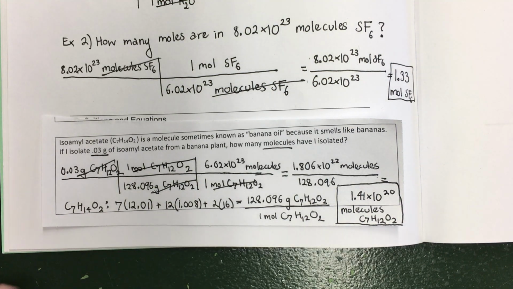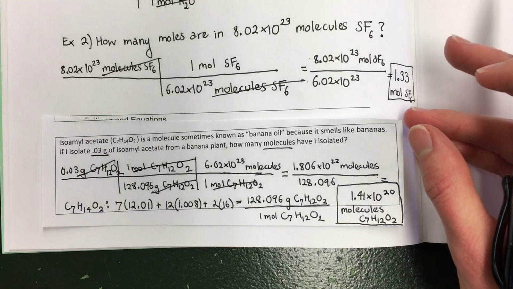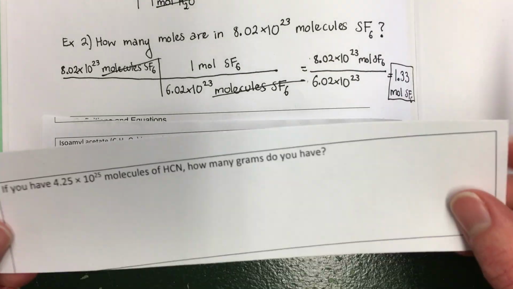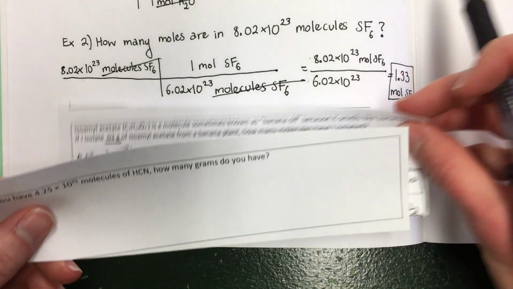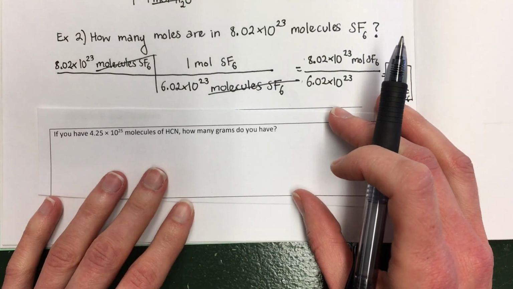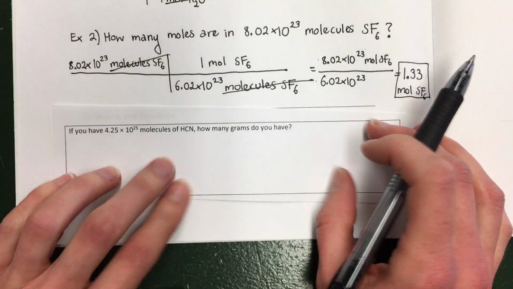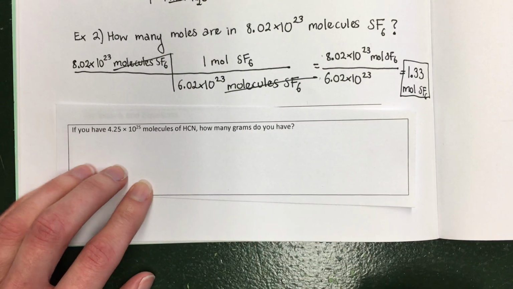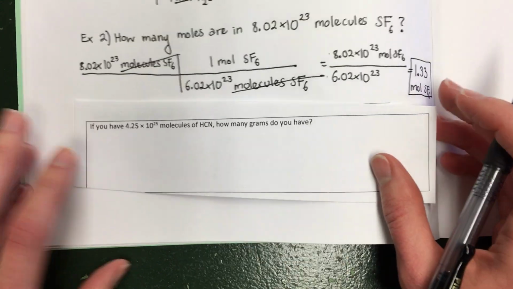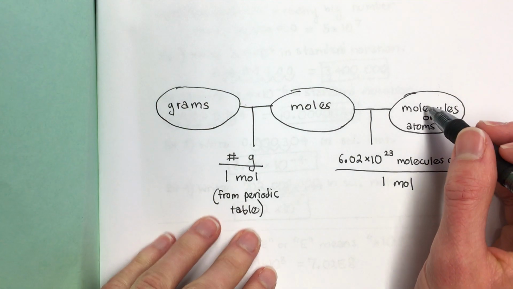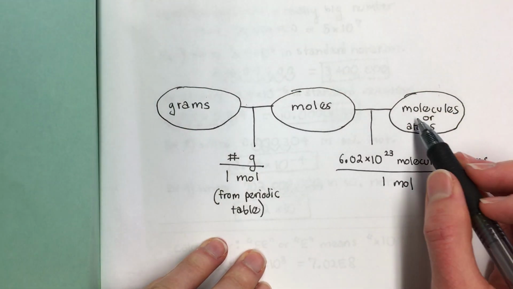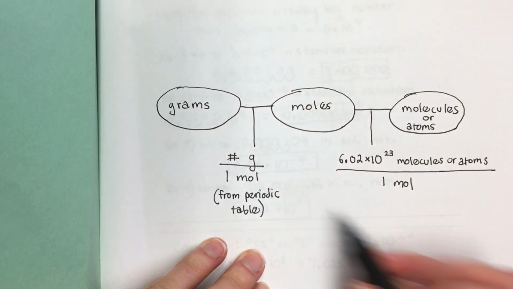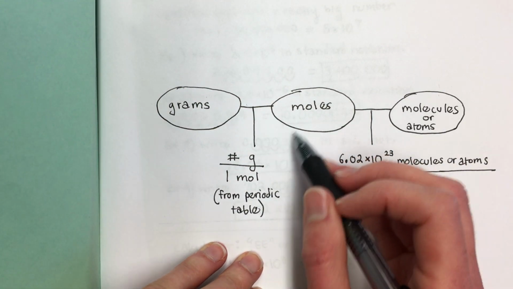I'm going to do one more example, that's going backwards, going from molecules to grams. So you can write down this problem wherever you have space. This one's a little bit shorter. It says if you have 4.25 times 10 to the 25th molecules of HCN, how many grams do you have? So if I look at my chart, I'm starting at molecules and going to grams. So I'm going to need two conversion factors again. My first one will be Avogadro's number, and my second one will be the molar mass.